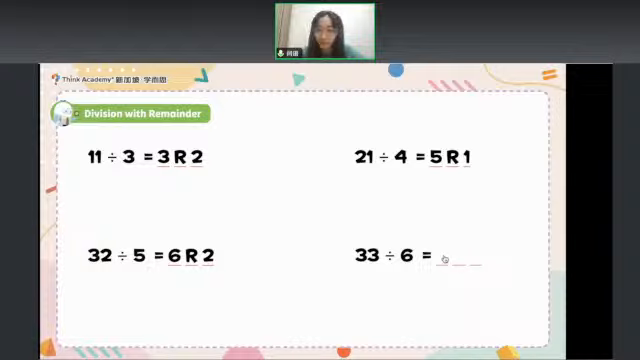33 divided by 6. 33 divided by 6, what is it? Let me check who made the careless mistake here. This one is so easy, right? 5R what? 5R3, okay? So here actually you can double check. 5 times 6, that is 30. 30 plus 3, that is 33, okay?